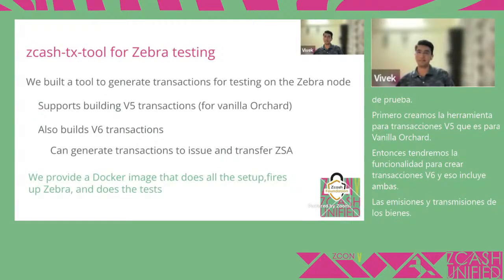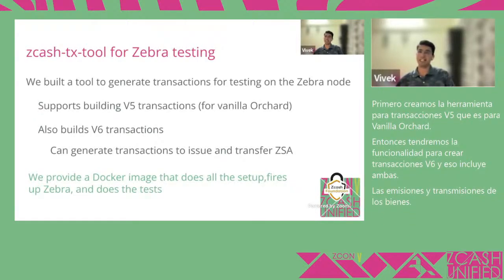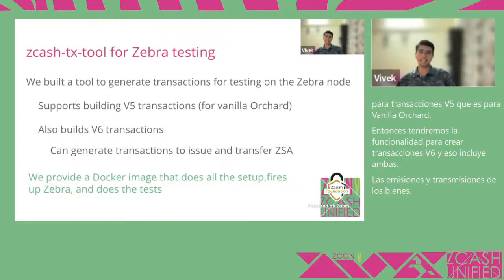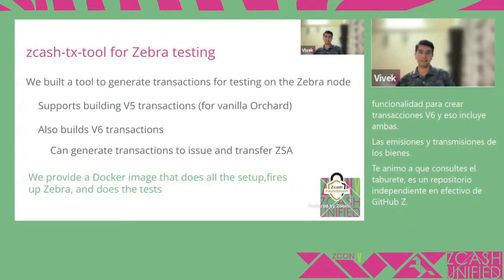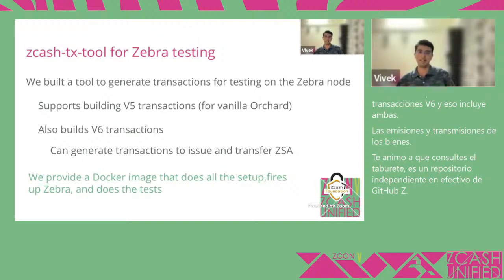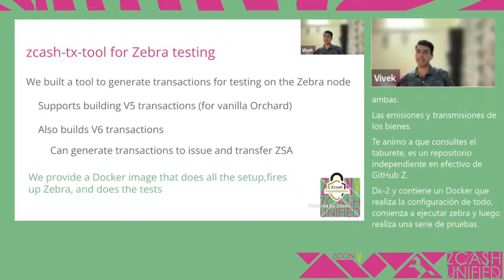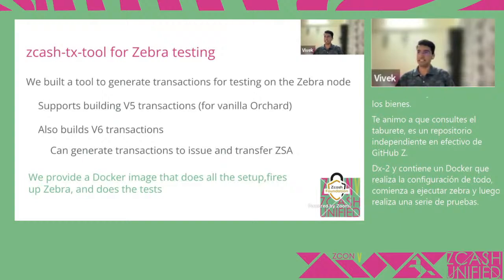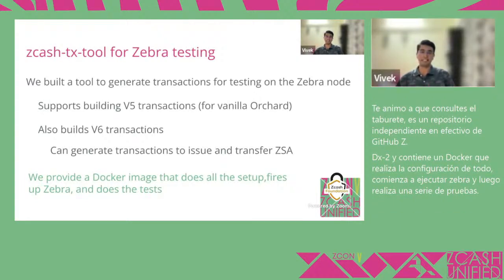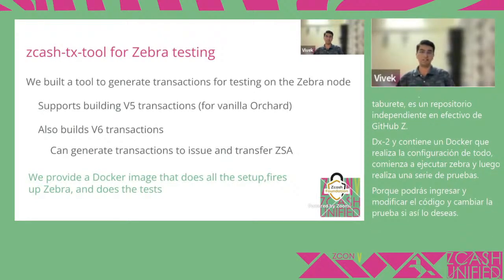It's an independent repository on GitHub, Zcash-dx-tool, and it contains a Docker that does the setup of everything, begins running Zebra, and then does a set of tests. Of course, you'll be able to go in and tweak the code and change the tests if you want to try other things out. So I'd like to see all of y'all play with it and see how it goes.